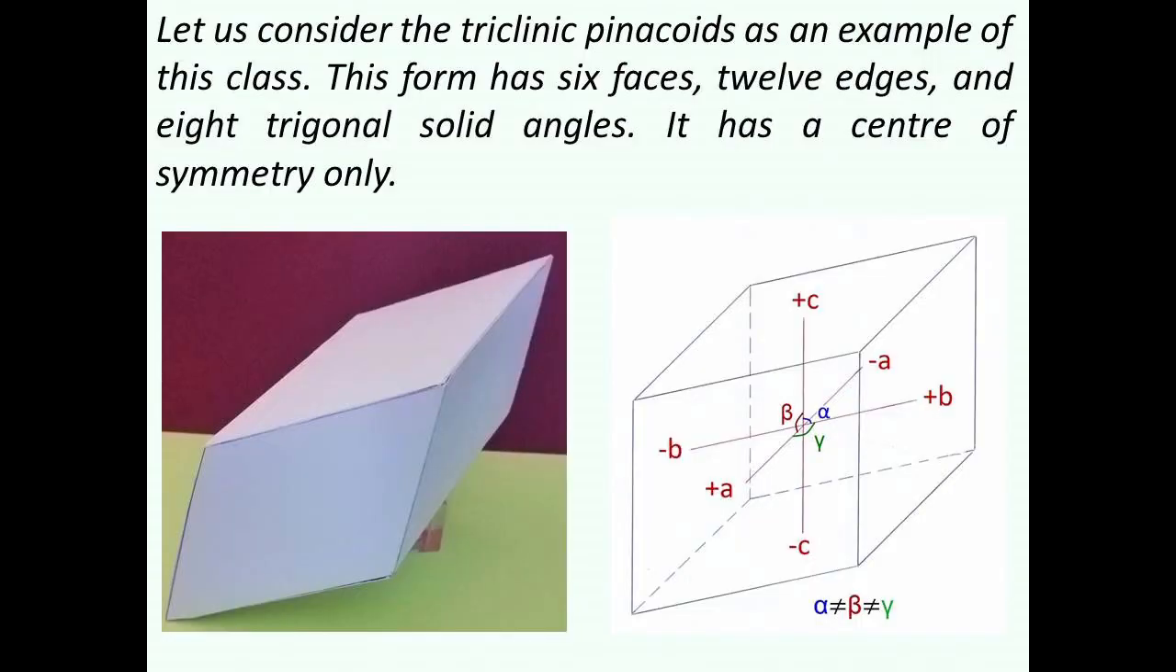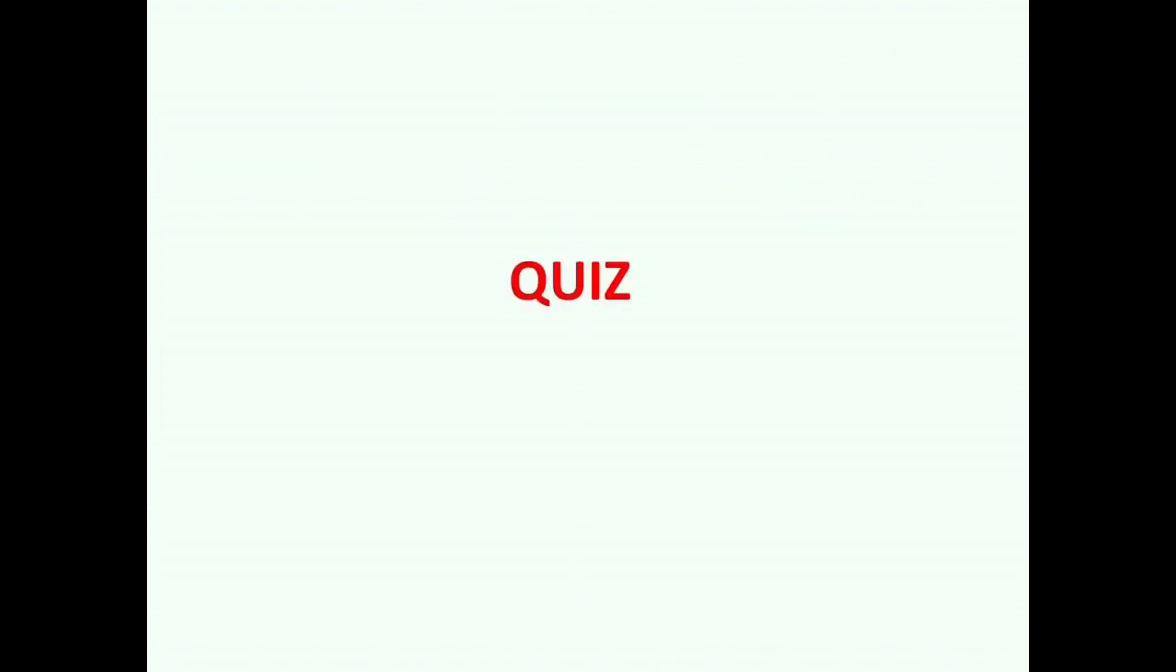Let us consider the triclinic pinacoids as an example of this class. This form has 6 faces, 12 edges, and 8 trigonal solid angles. It has a center of symmetry only.